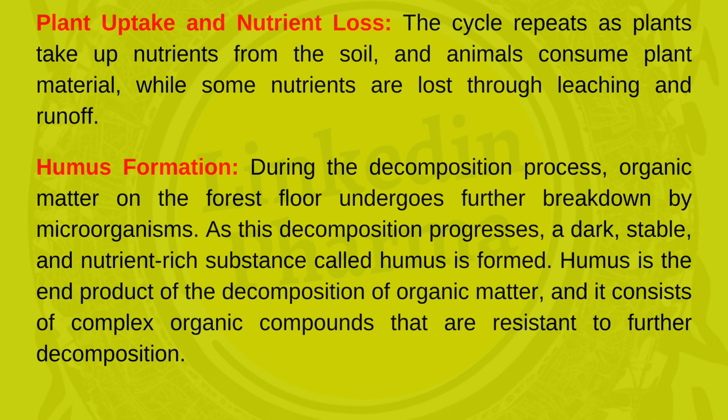Plant uptake and nutrient loss. The cycle repeats as plants take up nutrients from the soil, and animals consume plant material, while some nutrients are lost through leaching and runoff.